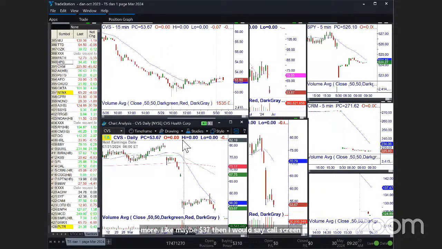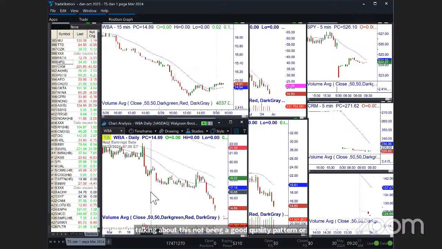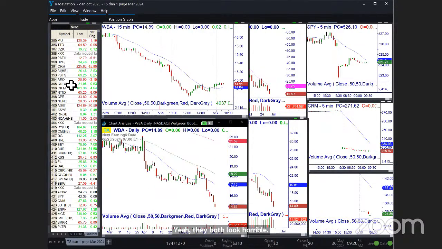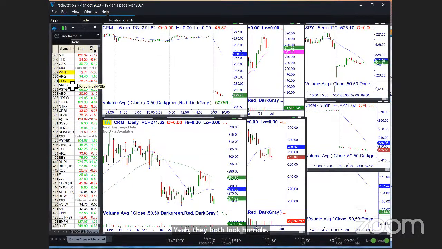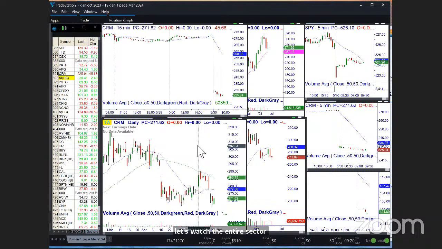Yeah, CBS looks horrible. Remember we were talking about this not being a good quality bottoming pattern. Yeah, they both look horrible. All right, Greg mentioned this one, so I got that in the middle chart here. It's a nasty old gap. 30-minute high, 1 DTE put spread. But let's watch the entire sector for opportunity.